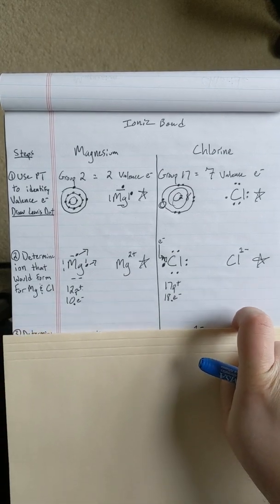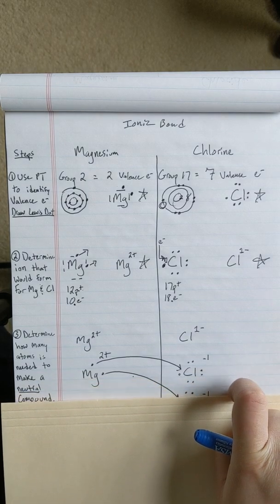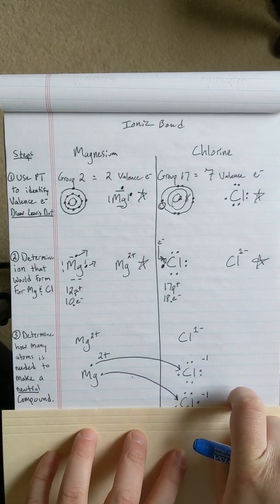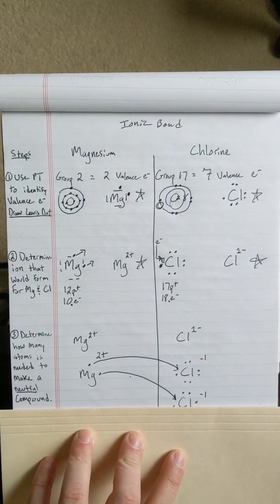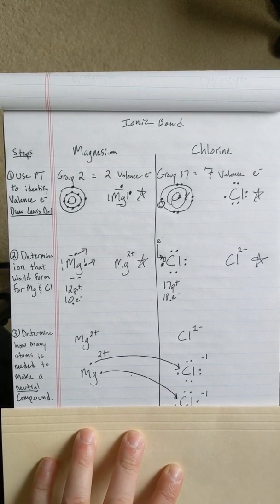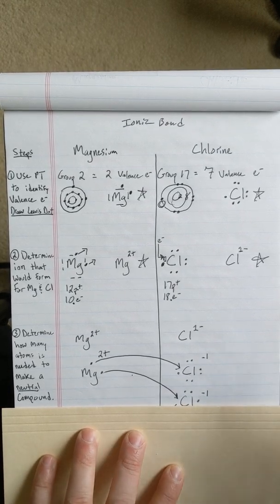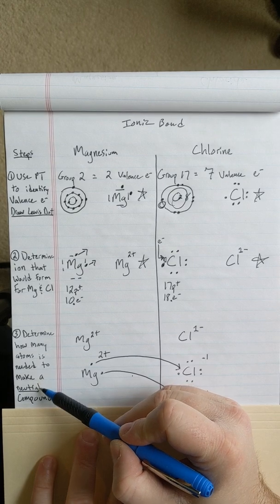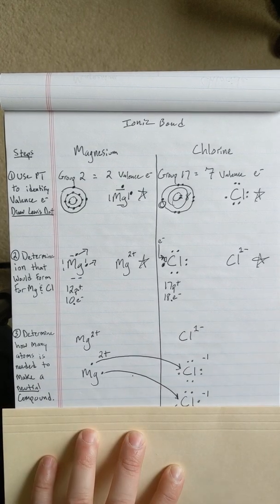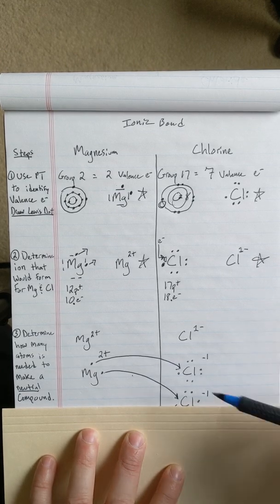So once we know the ion that forms for those two, we can move on to the third step. And in the third step, we have to determine the number of atoms of each ion we need in order to cancel out the charges. Because remember that ionic compounds are neutral. They have no charge. So when two things form an ionic compound, you should have an equal number of positive and negative charges total. So what does that look like?